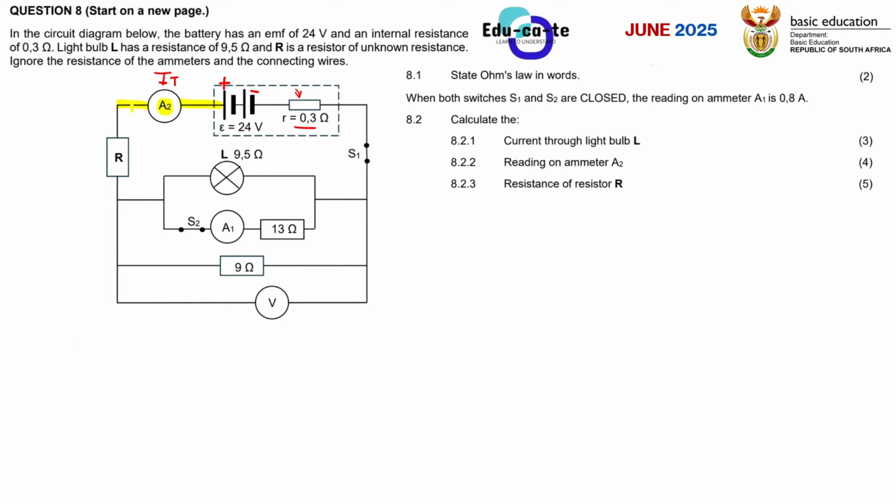And then this total current continues to flow through this resistor R of unknown resistance. We don't know the resistance of R, but we certainly know that it is also receiving the total current. So the current through resistor R is the total current, because the current hasn't split or divided, since it is coming straight from the battery through the ammeter A2 and through this resistor R.